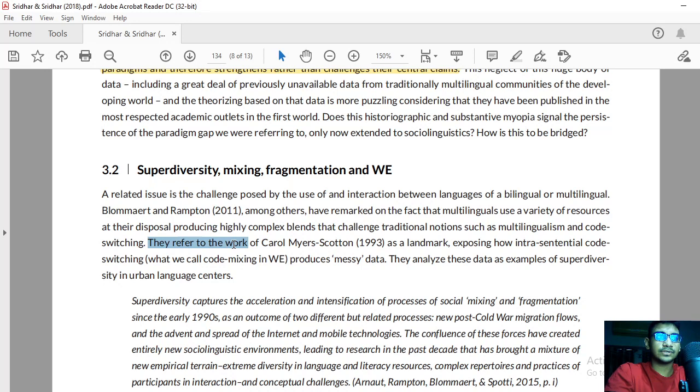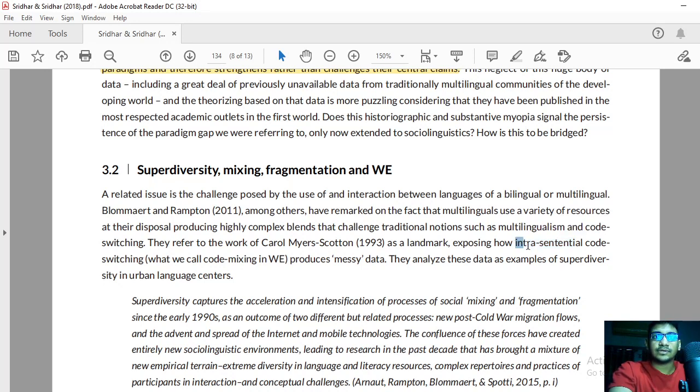They refer to the work of Carol Myers-Scotton as a landmark, exposing how intrasentential code switching, so that means intrasentence, within the sentence, works. If I code switch, for example, I say, there's been a lot of সমস্যা, or এই সমস্যাটা অনেক problematic. So here in these two sentences I used two languages, English and Bangla, and the sentence had a good flow, right? It wasn't like সমস্যা there's been a lot of, but instead there's been a lot of সমস্যা. So the word সমস্যা replaced the word problem, right? Word order was maintained, and many other things have to be maintained for smooth intrasentential code switching.